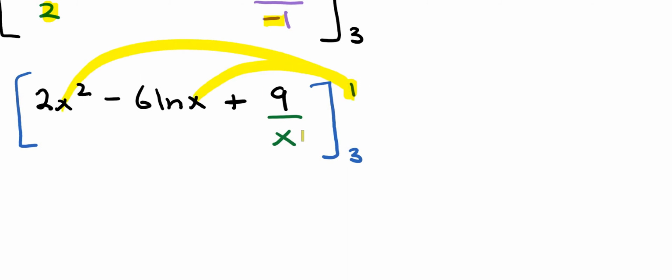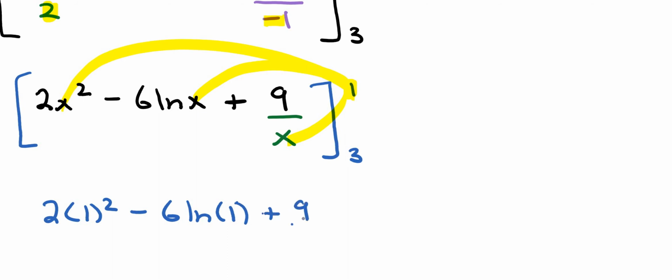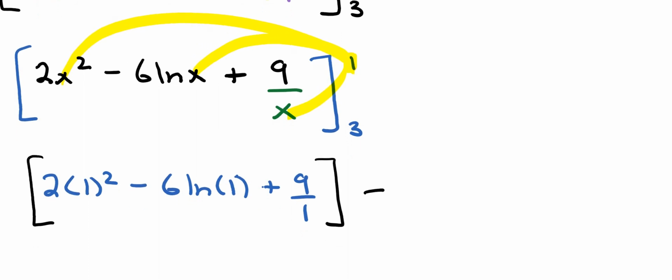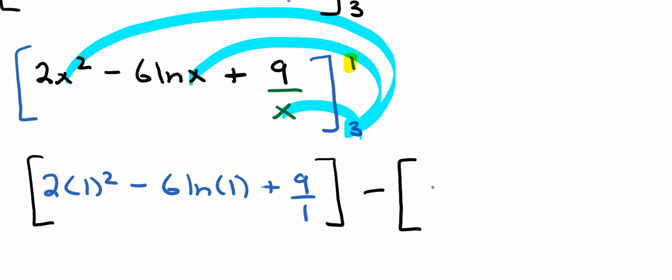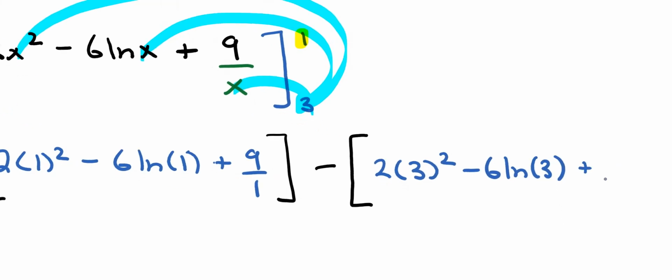So the 1's will go in first. This is going to be 2 times 1 squared minus 6 times ln of 1 plus 9 over 1. So that is the upper bound right there. Minus, and now we need to calculate the lower bound. So let's take our lower bound of 3 and plug that in for all the x's. And let's have a separate bracket for that. So that's going to be 2 times 3 to the power of 2 minus 6 times ln of 3 plus 9 over 3. And then we'll close the bracket there.